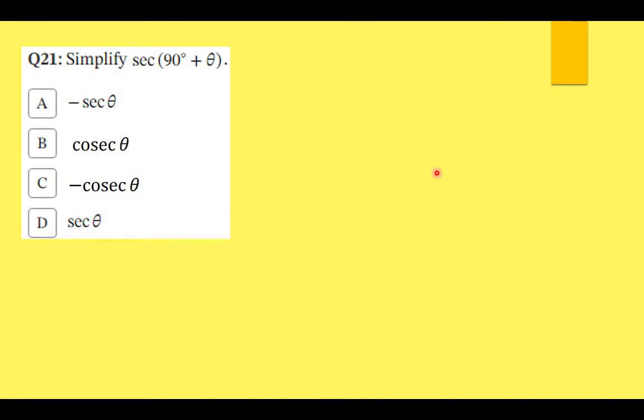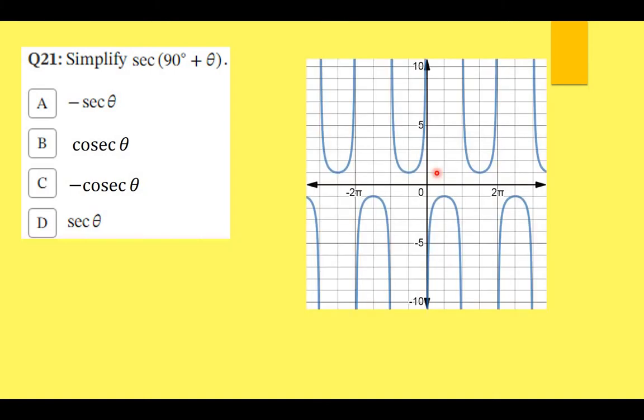This time we want to simplify this, so we know we've got some kind of translation. A very sensible option would be to sketch the graph on your calculator of y equals sine of 90 plus theta. Make sure you're in radians or degrees. This graph shows radians, annoyingly, but never mind. Okay, so this is the graph you end up with. Notice there's an asymptote at x is 0. So that tells us it must be either cosec or sec, because sine is 0 there. Cosec or minus cosec.